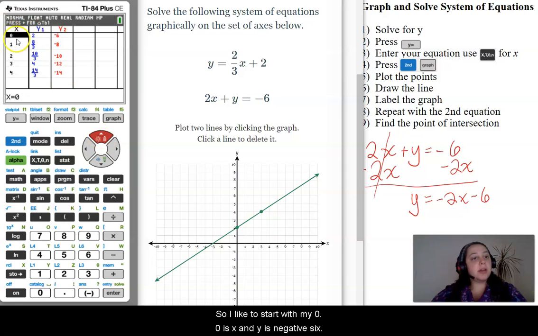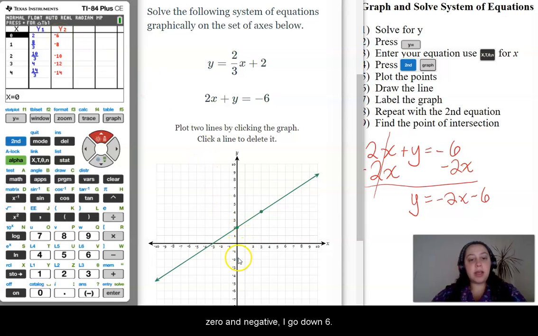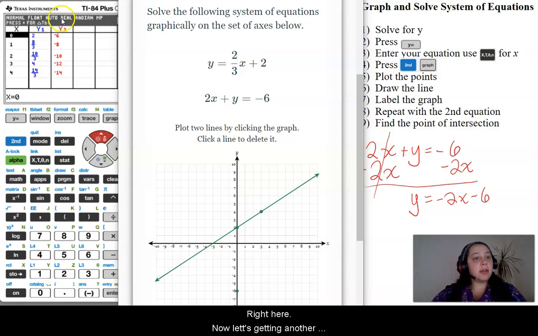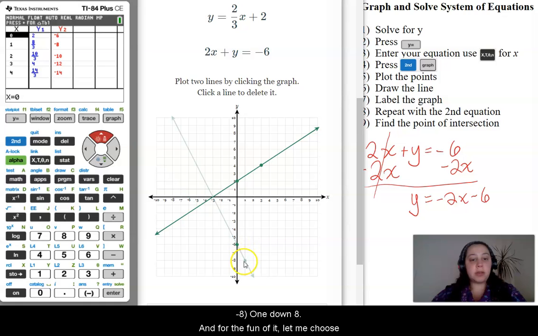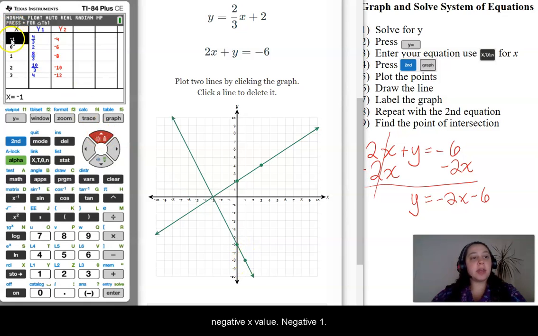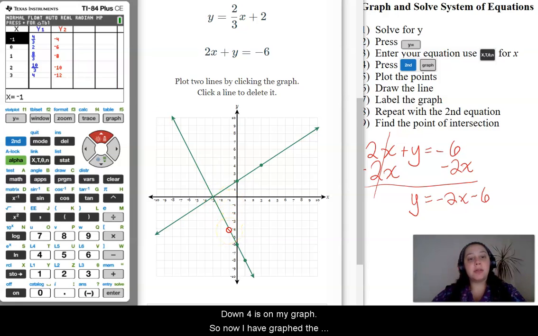So I like to start with my 0. 0 is x, y is negative 6. 0 and negative, I go down 6 right here. Now let's get another one. 1, negative 8. 1, down 8. And for the fun of it, let me do a negative x value. Negative 1, down 4 is on my graph. So now I have graphed the two lines in my system of equations.